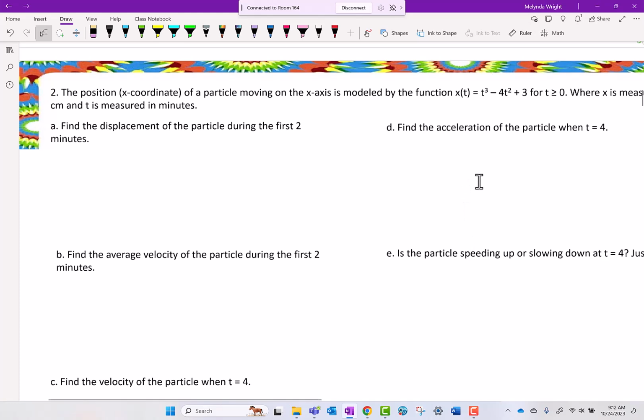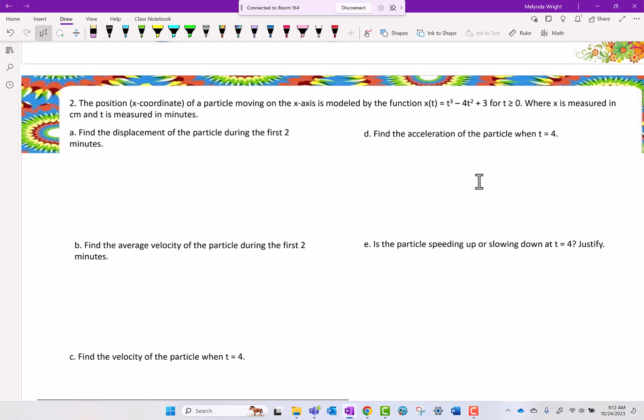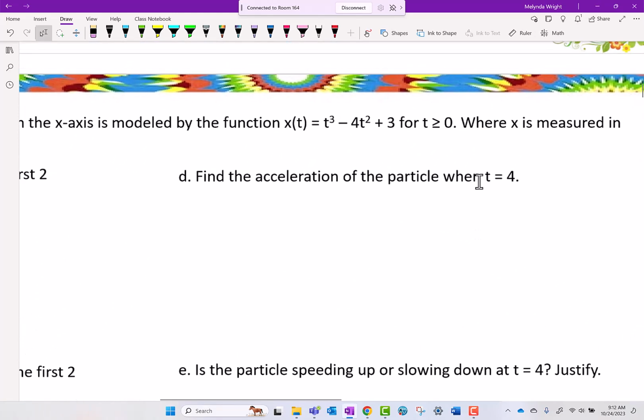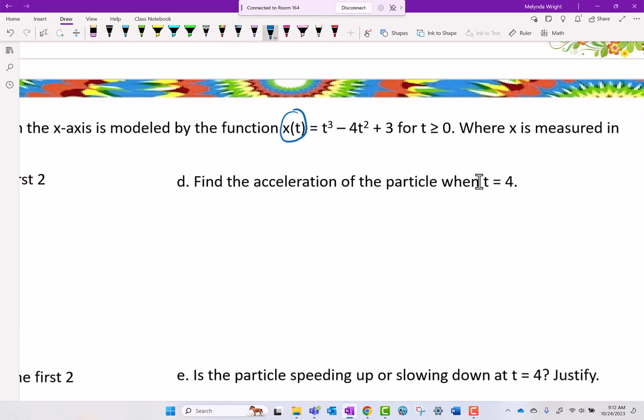All right, so the first one, we have the x-coordinate of a particle moving along the x-axis, and it's modeled by, which I guess is probably why they named this x of t, because the particle is moving back and forth on the x-axis.